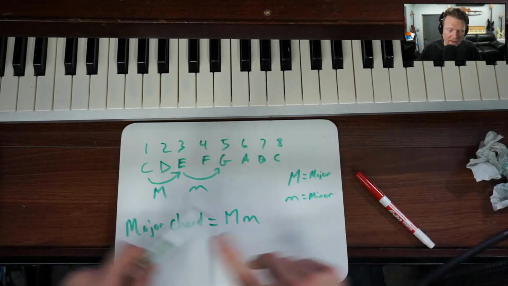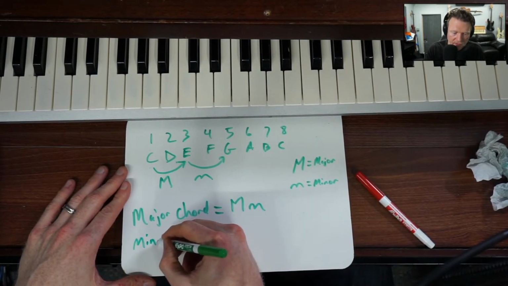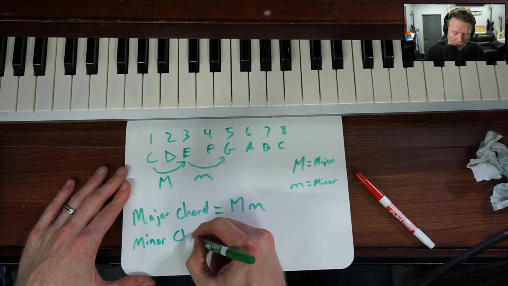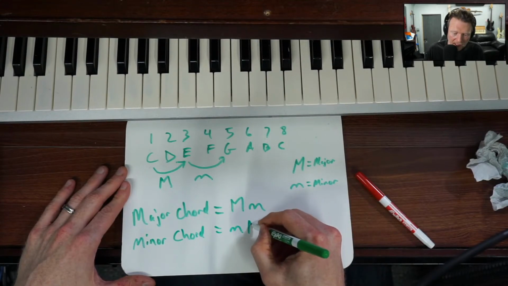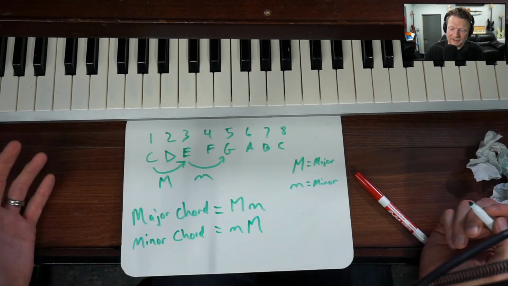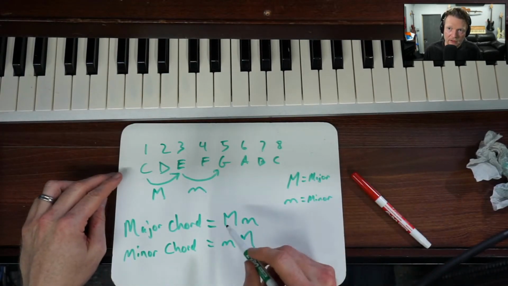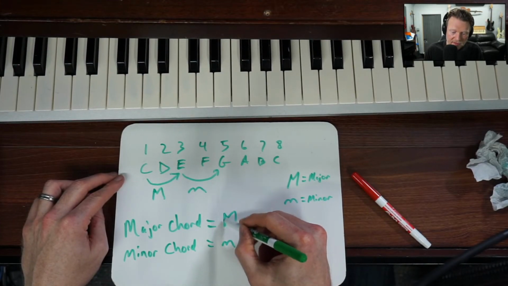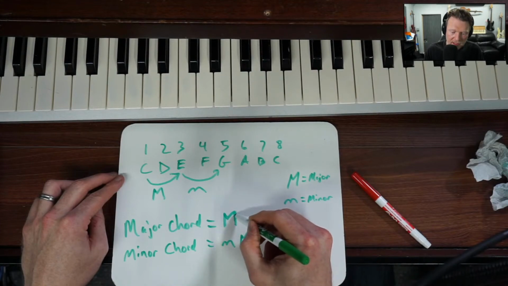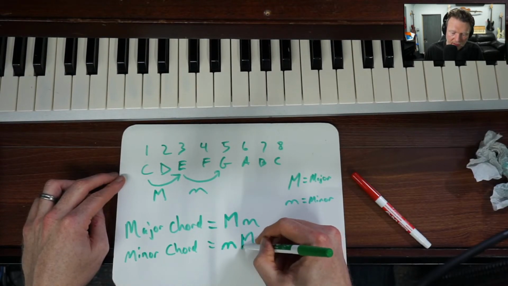Well, the opposite is true for the minor chord. A minor triad or minor chord is a minor third followed by a major third. It's pretty cool. Basically you just flip them back and forth. So this is called a major chord because this first interval is a major third, and then there's the minor. And here, this is a minor chord because this first one is a minor third, and then you follow it by the major.